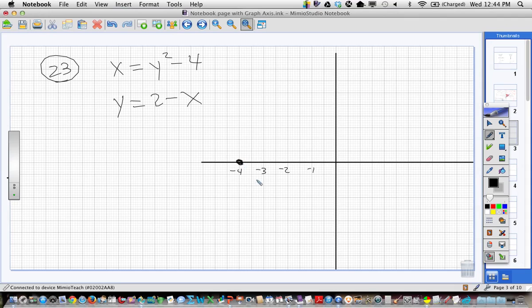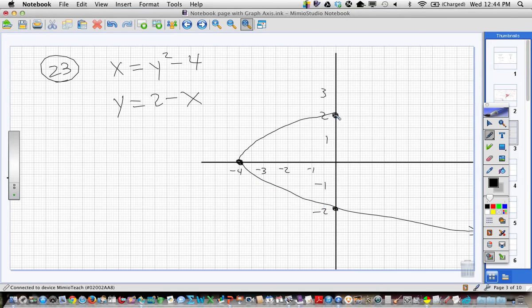4 to the left, right? And then it's just a normal parabola opening to the right. So I would probably plot a few points just to see what I would do. Like x equals 0 would be a good one. So if I get 0 there, I get plus or minus 2. So that's going to cross there, cross there. So it's going to come in here something like so.